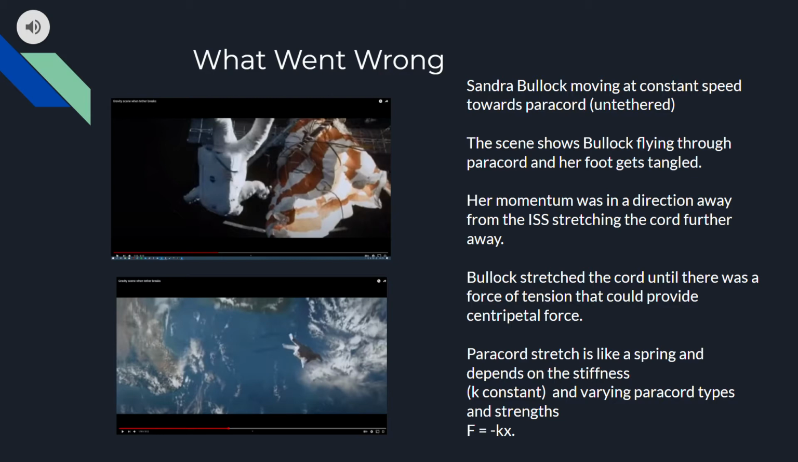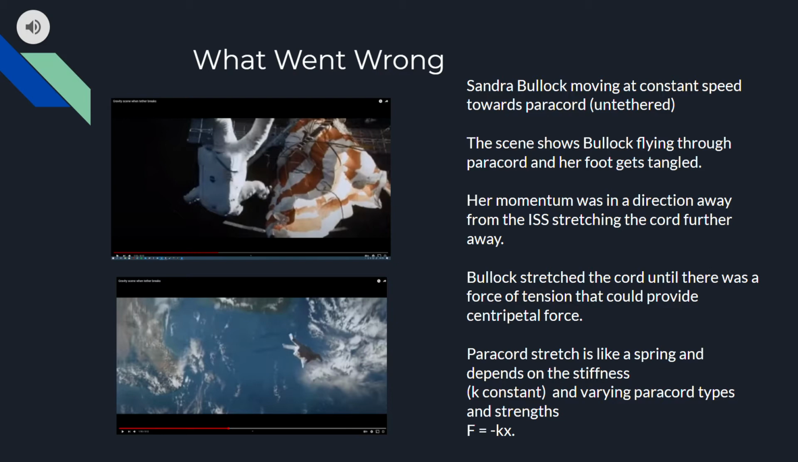Sandra Bullock begins flying towards paracords that came from a Russian capsule that was docked at the ISS at the time. Her momentum, which has been conserved through the elastic collisions in a direction away from the ISS, begins to stretch the cord that is wrapped around her foot. The paracord is absorbing the energy of Sandra Bullock and at the same time stretching like a spring. The cord stretches to a point where it becomes taut and there is tension in the paracord. This tension provides the centripetal force that propels Sandra Bullock in a circular motion about the ISS.